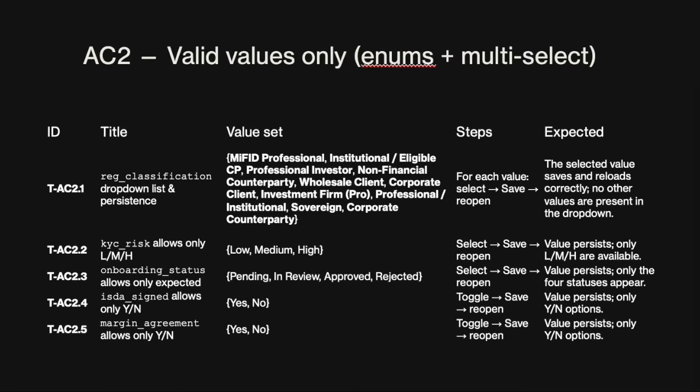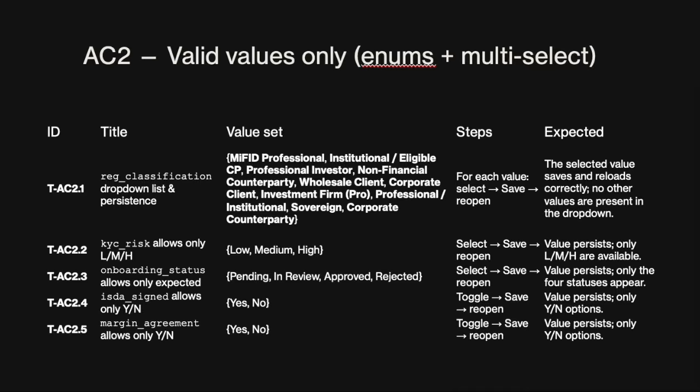This slide here proves the first part of AC2 coverage. There will be a second slide covering the second half of AC2 coverage. These are the valid values only for 5 fields. There are 6, so this is the first 5. We're checking 2 things for each. 1, the UI only offers the allowed set, no extras, no typos. And 2, a selected value persists and reloads correctly.